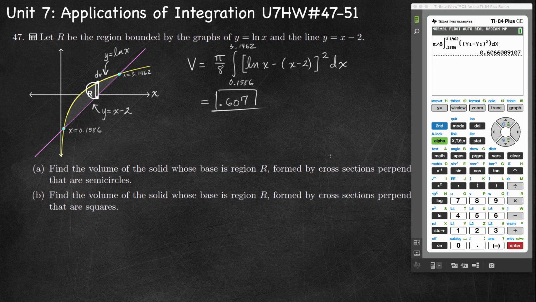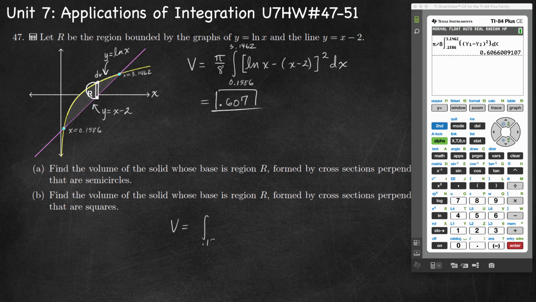For part A. Now part B, it's almost the same setup, only our coefficient changes, because now we want our cross sections perpendicular to our x-axis to be in the shape of a square. So for this one, we just don't have the pi over 8 in front. The coefficient for squares is just a 1. Other than that, same integral.